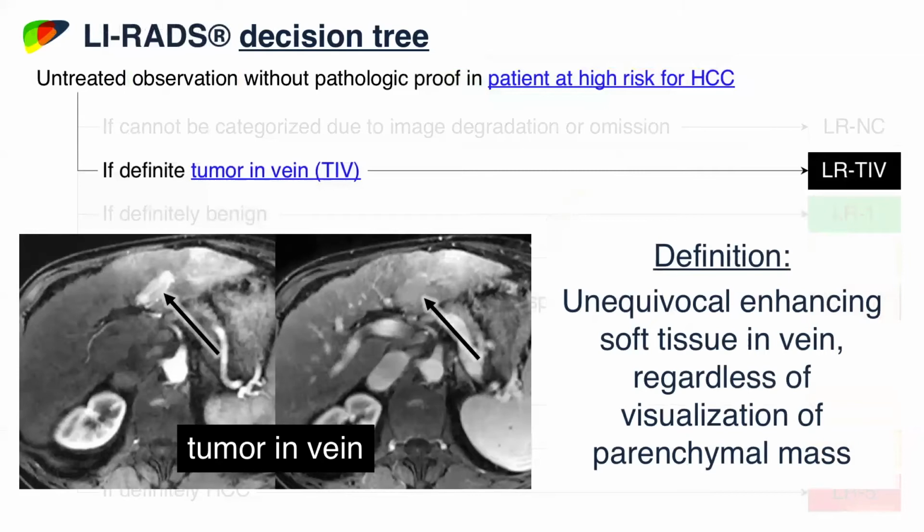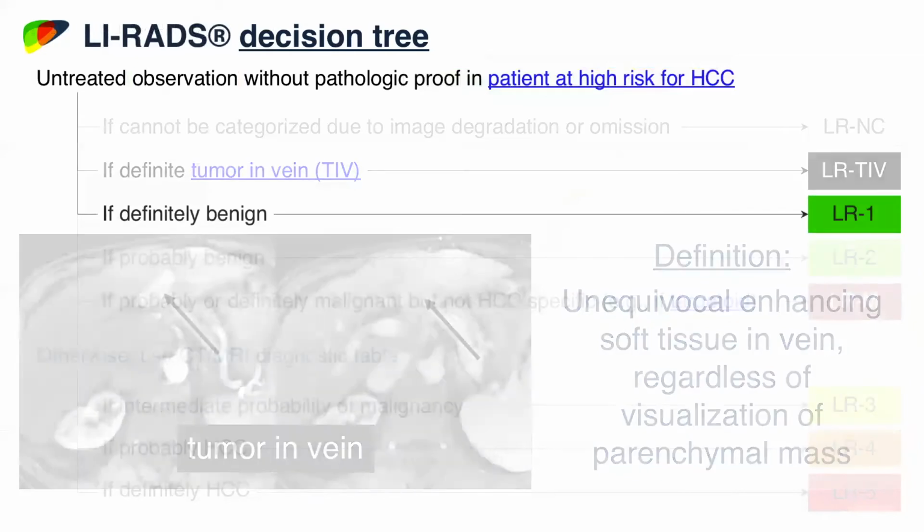Notice that we don't have to see a parenchymal mass, and in this particular case, I don't see a definite parenchymal mass. I just see the tumor in vein. Now, does this patient have a parenchymal mass? This patient must have one because the tumor probably started in the parenchyma and then grew into the vein. But sometimes you don't see the parenchymal mass. You still call it tumor in vein.